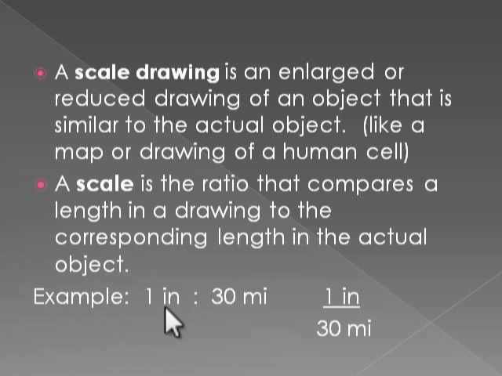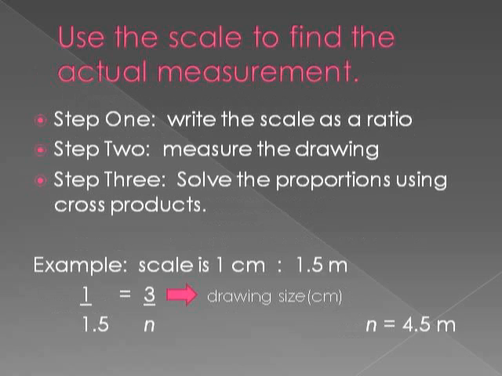So for example, if an inch on your drawing represented 30 miles, then that would be your scale and that would be your ratio. Okay, we use the scale to find the actual measurement. So step 1 is to write the scale as a ratio. Step 2 is to measure the actual drawing that you have. And then step 3 would be to solve the proportion using cross product.